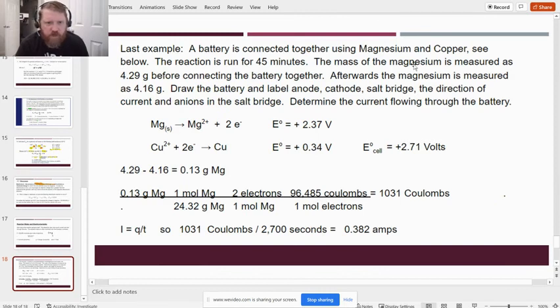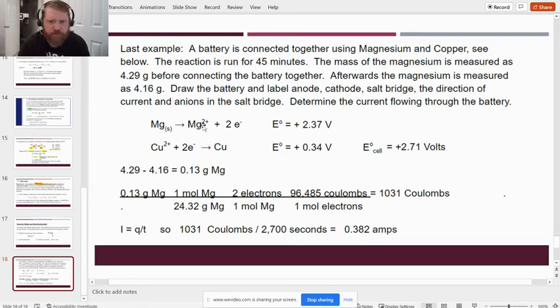A battery is connected using copper and magnesium. It runs for 45 minutes. The mass of the magnesium is measured at 4.24 grams before connecting the battery. Afterwards, the magnesium is measured at 4.16. Well, that's because the magnesium's becoming magnesium ions, so we're losing some mass.